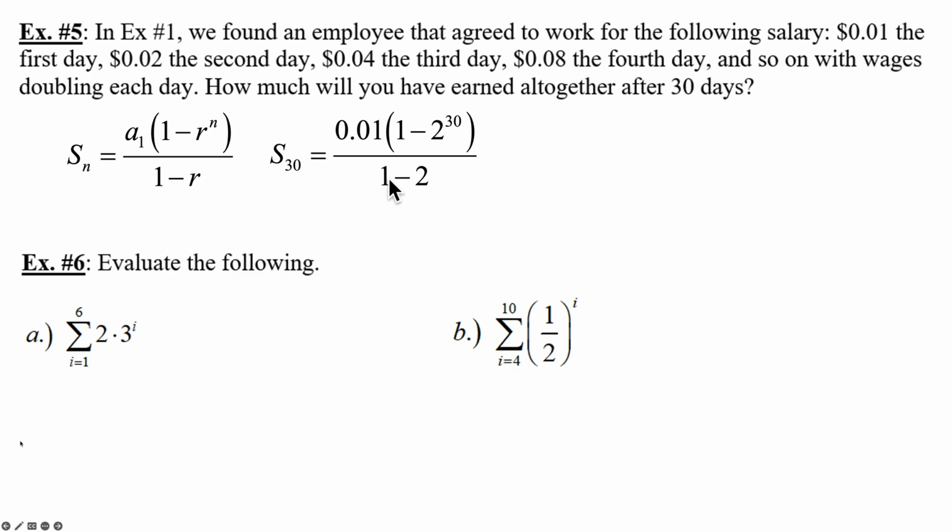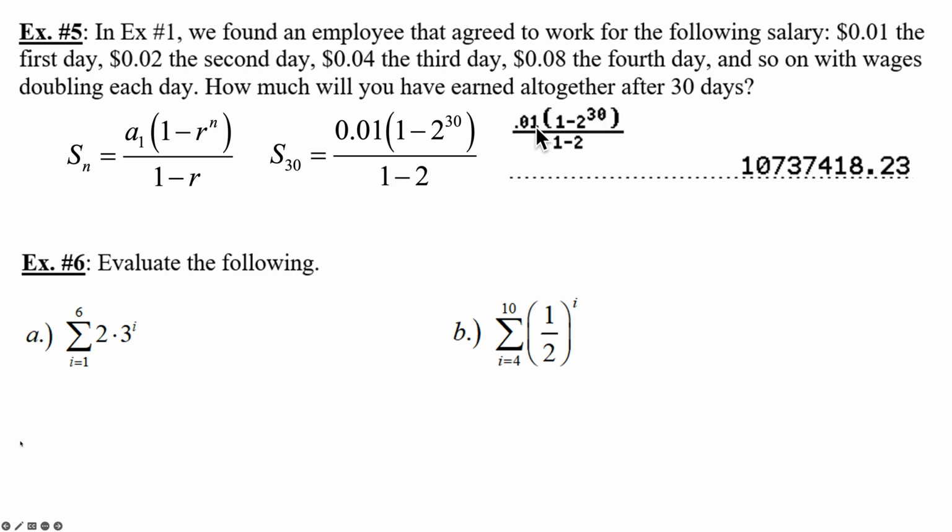Again, take it to the calculator. 0.01 times 1 minus 2 to the 30th power, all over 1 minus 2. And if you want to mentally say that's negative 1, you can type it in like that. I'm just mimicking the formula. Well, that comes out to be $10,737,418.23.